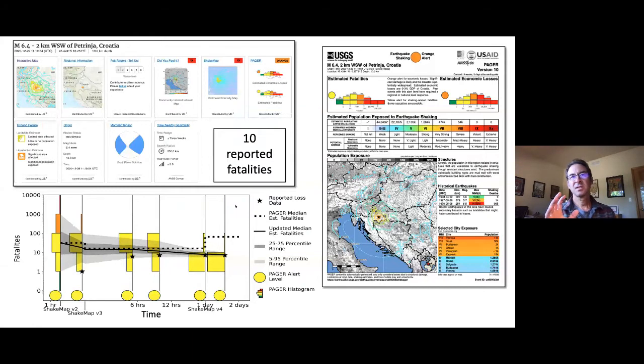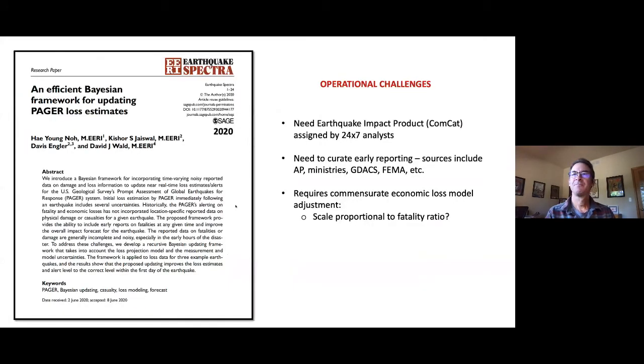So these fatality estimates are uncertain as well, but if you have 10 reported fatalities, then it certainly changes the probability of having 0 fatalities. And if you have many reports of fatalities early on, you know that's going to grow. And so these independent observations are very useful for updating our model.